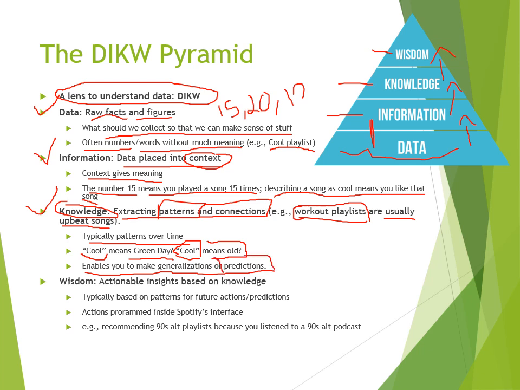So then you would make a hypothesis and predict that most workout playlists are upbeat songs. And then you could potentially suggest playlists to people and make sure to include upbeat songs in that playlist. And once you get knowledge, then you get to the W part of the DIKW pyramid, and this is wisdom. So these are really actionable insights based on your knowledge.